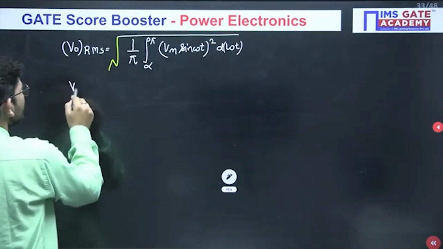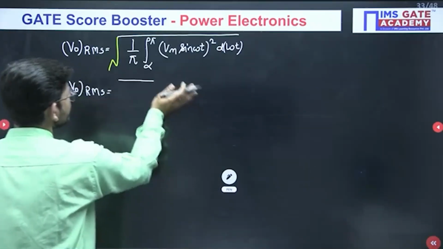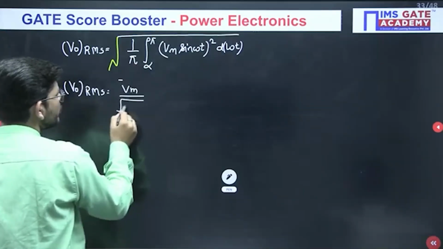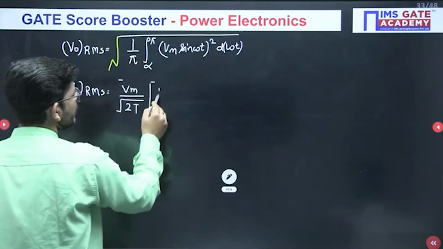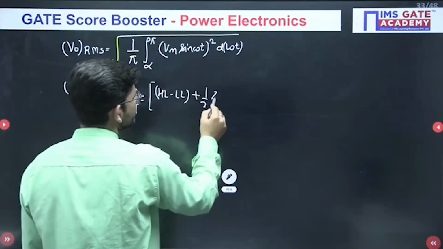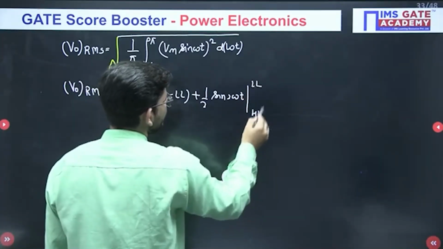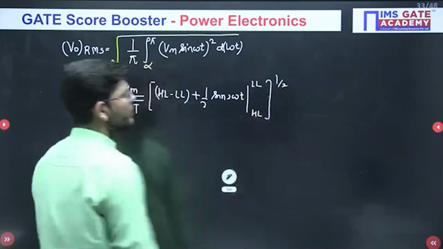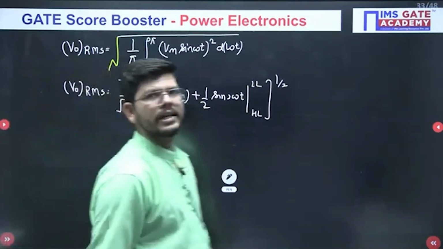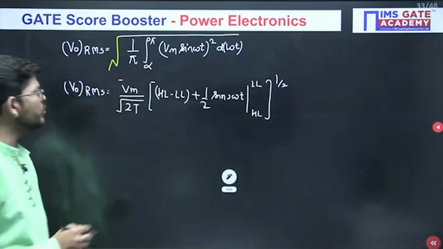Now we have a trick for solving these kinds of integrals. If you want to get this, what is that trick you can use here? It will be Vm upon 2 into time period, high limit minus low limit, plus half sine 2 omega t, low limit and high limit, power 1 by 2. Okay, so you can use this trick to solve this integral. If you solve it the long way, it will take a lot of time.